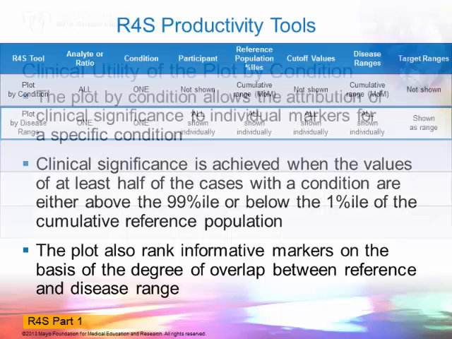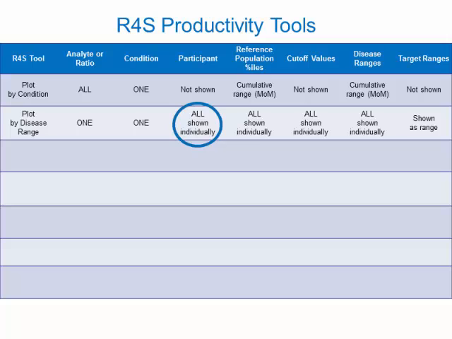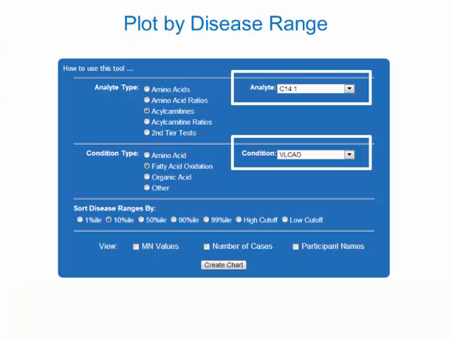It is time now to introduce another tool of the R4S project. It is called the plot by disease range. In this tool, only one analyte is shown and for just one condition, but it is possible to compare the cumulative disease range of all cases to one based only on the cases contributed by each individual site. Like the previous tool, access is available in the peer comparison section of the home page. This tool requires the selection of one analyte and one condition, and for this demonstration C14:1 and VLCAD deficiency are used again as a model.